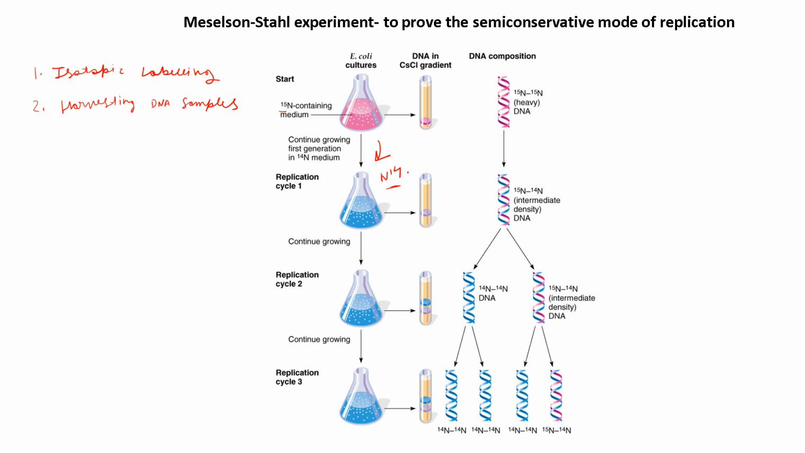The extracted DNA was subjected to density gradient centrifugation. It is a technique that separates molecules based on density. A cesium chloride gradient was used, which forms a density gradient when spun in a centrifuge. So, from this cycle, you can observe that the DNA samples were analyzed based on the buoyant density.